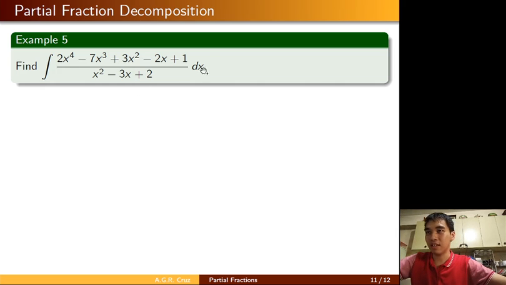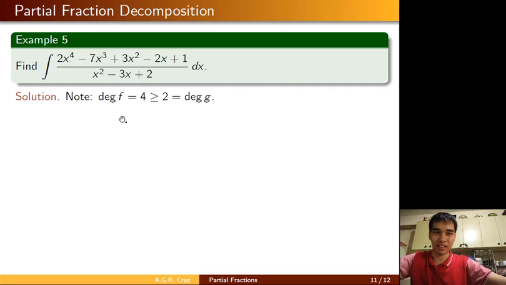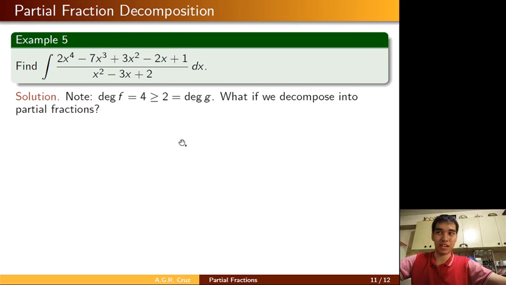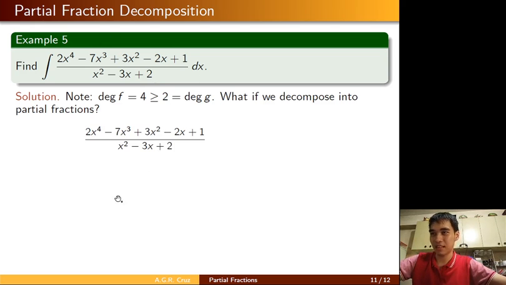Now take note, ano yung degree ng numerator nyo rito? What's the highest power appearing in your numerator? Precisely 4. And then for the denominator, the highest power appearing is 2. So yung 4, degree of the numerator, it's larger than the degree of the denominator. We fall back to that case, yung kanina natin. Now, what if we try to decompose this into partial fractions? What happens? As usual, let's factor out the denominator, no?